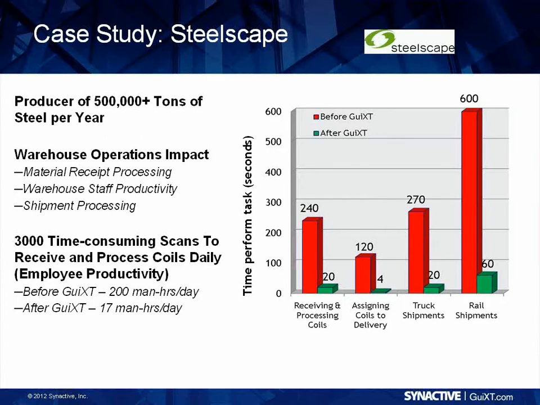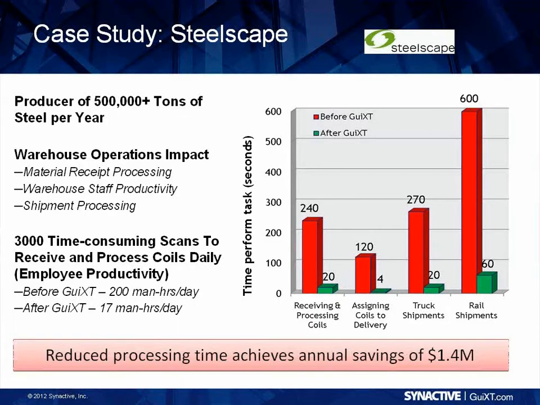Creating truck shipments went from 12 screens that took 4.5 minutes down to 3 screens that took just 20 seconds. And creating rail shipments went from 13 screens that took 10 minutes down to a single screen that could be done in 1 minute. The GuiXT solution enhanced Steelscape's user interfaces to improve employee productivity and facilitated better shipment tracking, resulting in $1.4 million in annual savings.